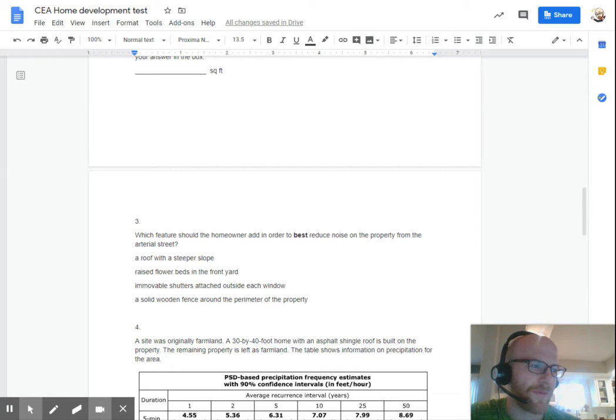I would probably say raised flower beds, just because of the look of it, but it's not the best option for reducing noise. The best option for reducing noise is a solid wooden fence around the perimeter of the property. That's going to reduce the noise the most.